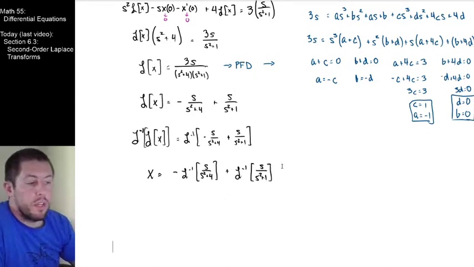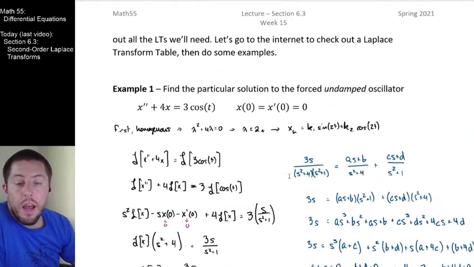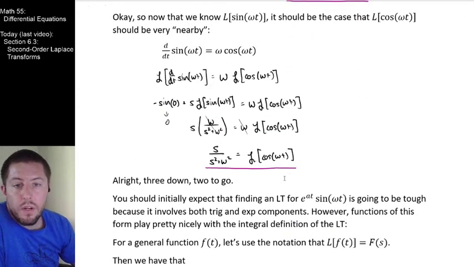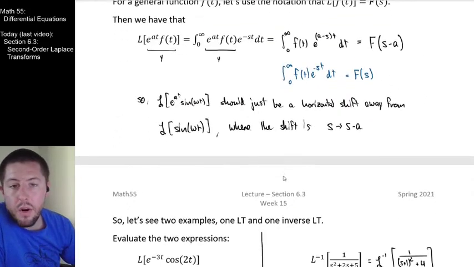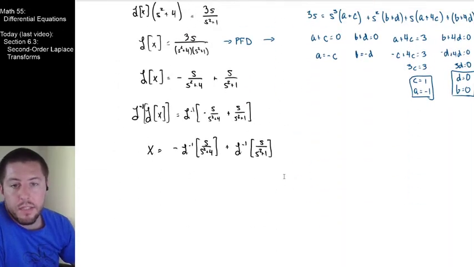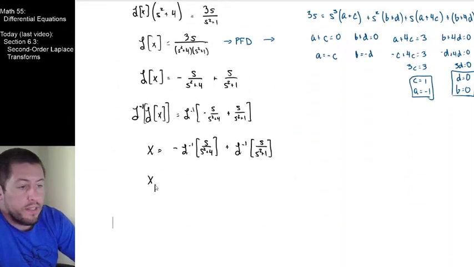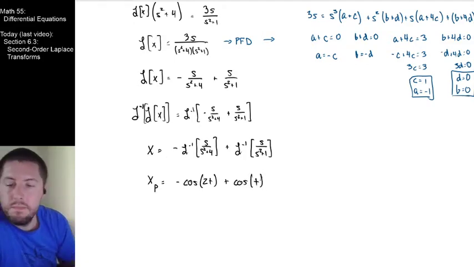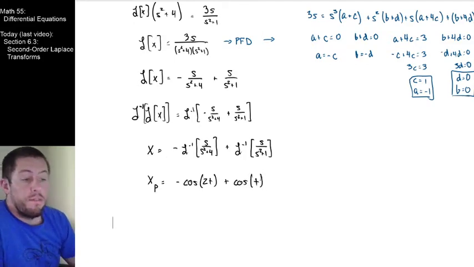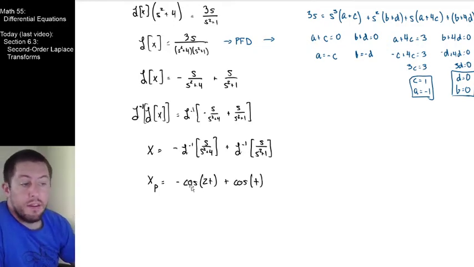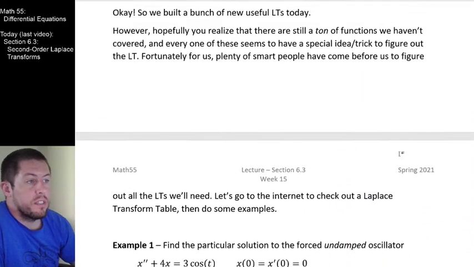And just from a brief look back at what we've previously found today, s over s squared plus 4 just means that omega is 2, so we're going to get cosine of 2t. S over s squared plus 1, omega is 1, so we're just going to get cosine of t. So cosine of 2t and cosine of t are the two things that we're getting from these inverse Laplaces right here. So this will be x, and notice our particular solution: negative cosine of 2t plus cosine of t. Awesome.